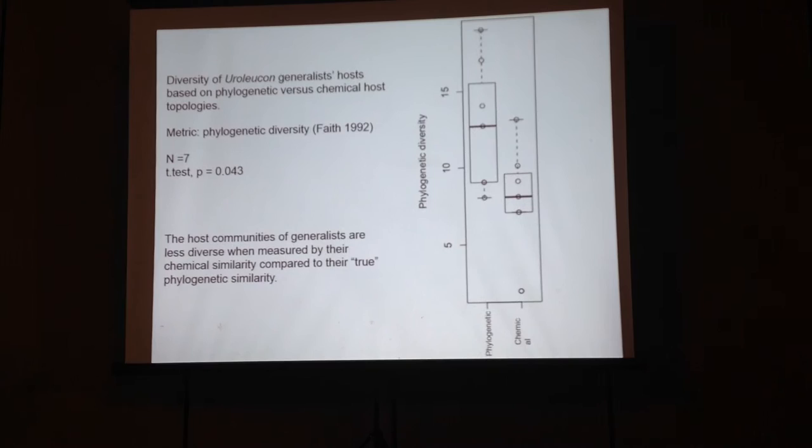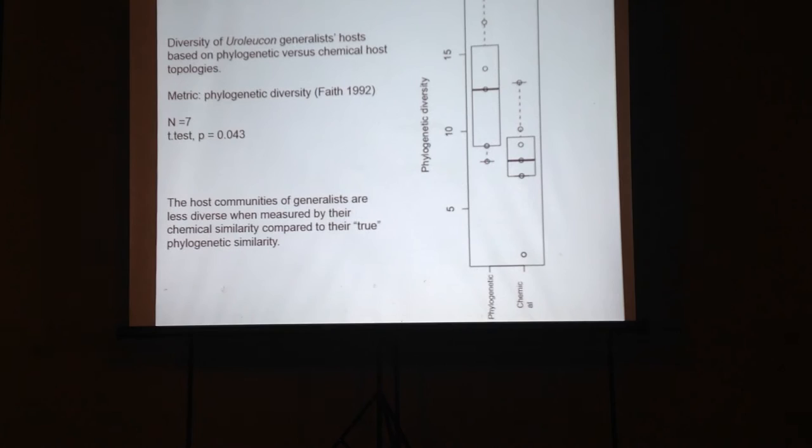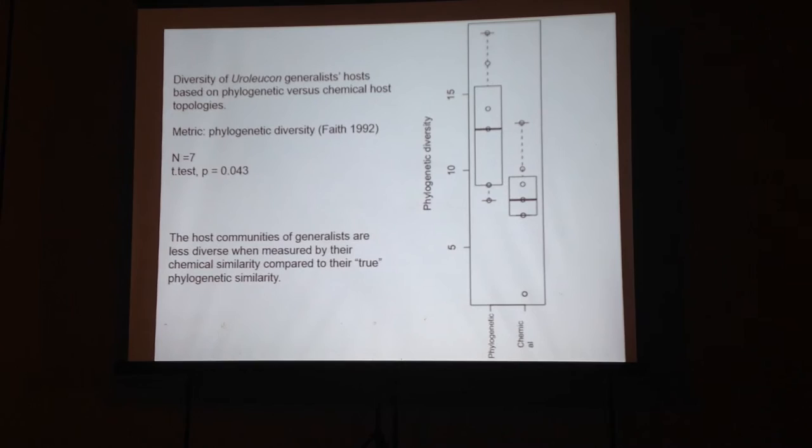This mirrors work done by Judith Becerra many years ago on a genus of Chrysomela beetles feeding on trees, in which she came to the same conclusion that the chemical similarity of trees was a better indicator of host shifts, or the probability of host shifts, than the relatedness of trees.